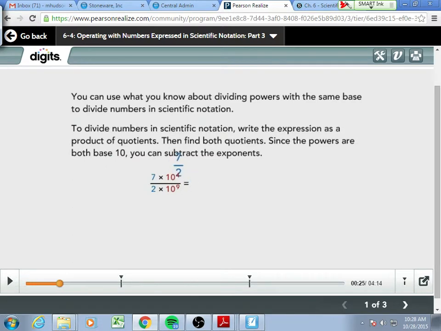I want it to be able to go frame by frame. All right, well, sorry that 7 over 2 is kind of flying. But what would we do? We have 7 times 10 to the 4th divided by 2 times 10 to the 9th. We don't have an idea of what our process would be? James, what else?